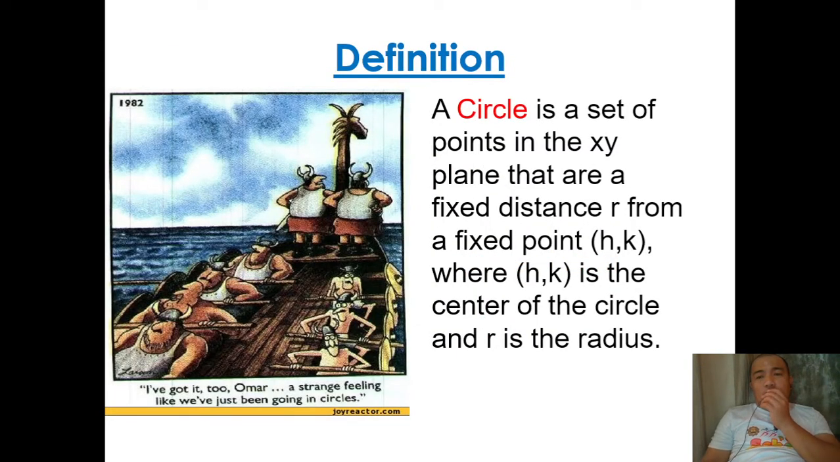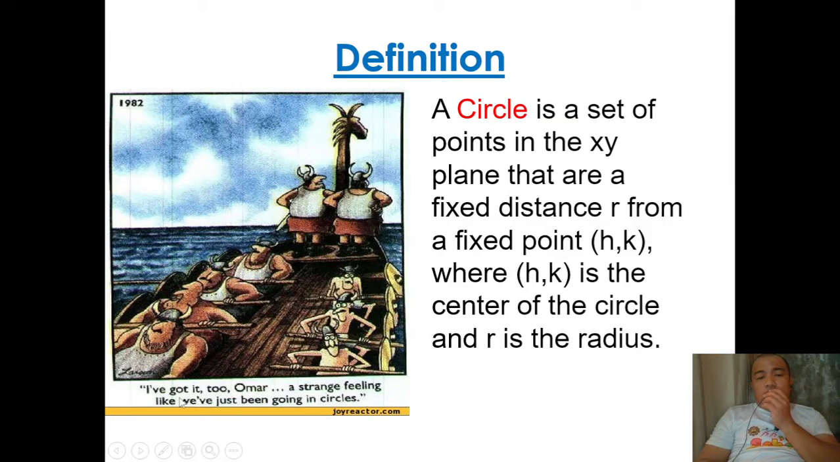So a circle is a set of points in the xy plane that are a fixed distance r from a fixed point (h, k), which is called the center. Where (h, k) is the center of the circle and r is the radius.